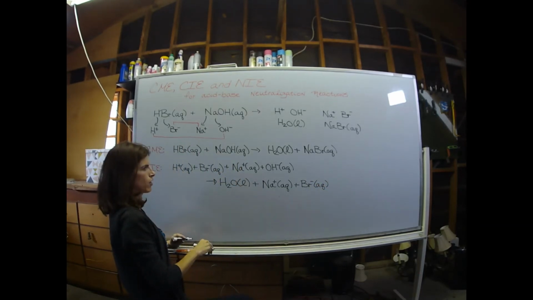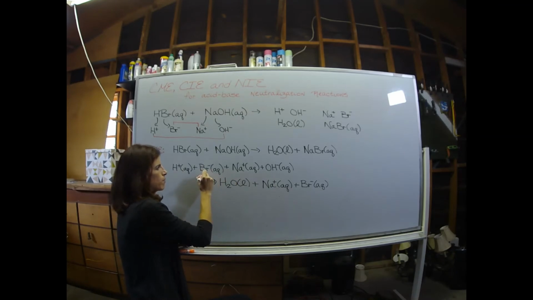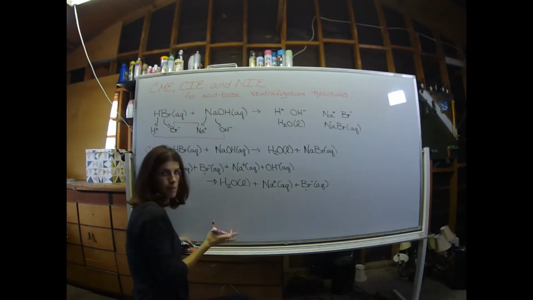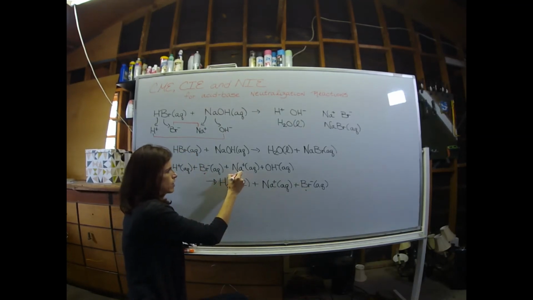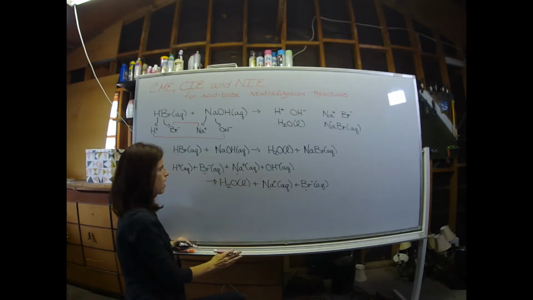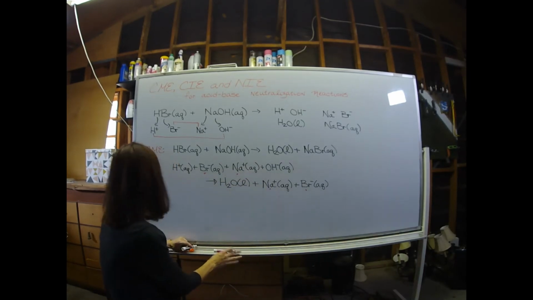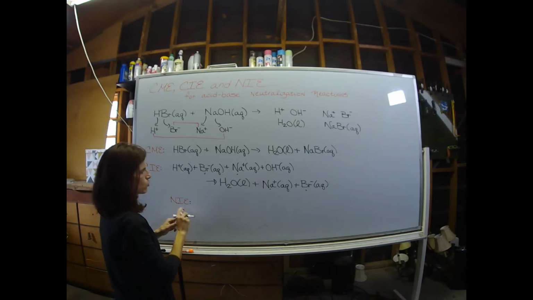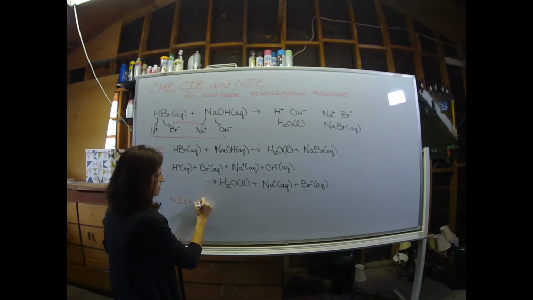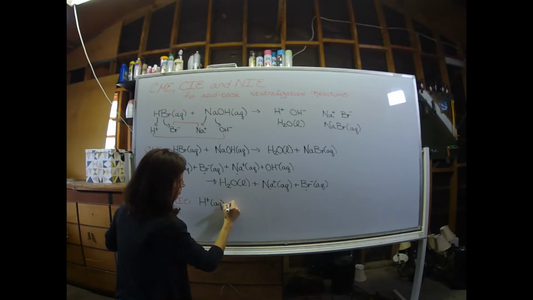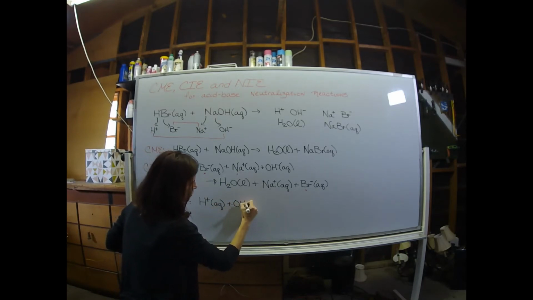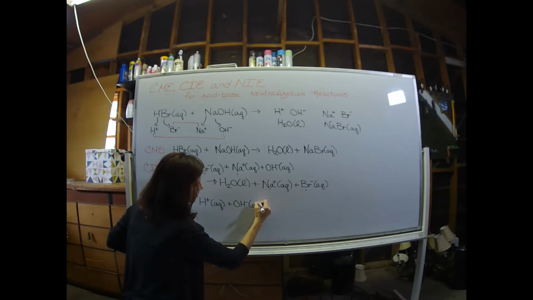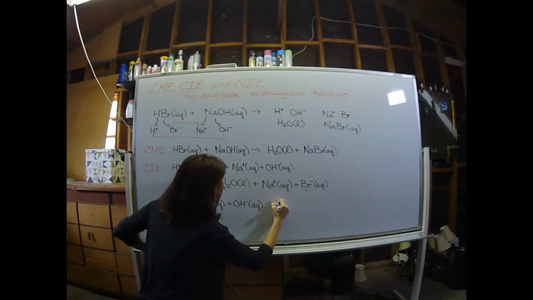Identify your spectator ions. So we got bromide, exactly the same on both sides. That's definitely a spectator. And same thing with the sodium ion. So at the end of the day, our net ionic equation for this acid-base neutralization reaction is going to be H plus aqueous plus OH minus aqueous goes to liquid water.